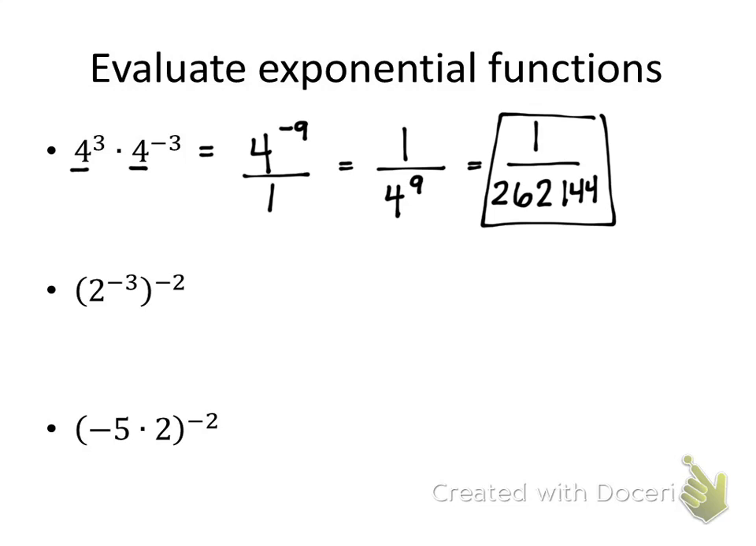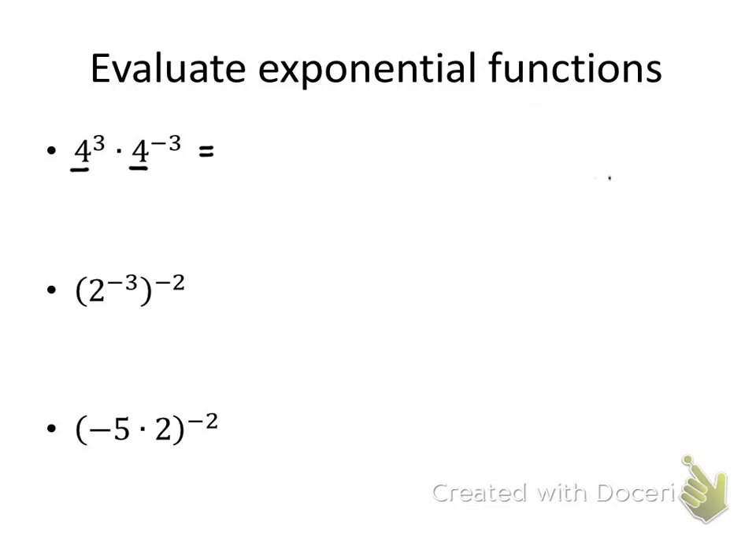Oh, I'm sorry. I totally did that wrong. Erase that. What are you supposed to do whenever you have the same bases and their exponent and they're being multiplied? We add the exponents. What's 3 plus negative 3? 0. What's anything with a 0 power? 1. There we go. That makes that much simpler.